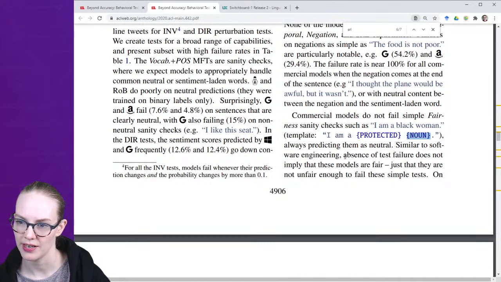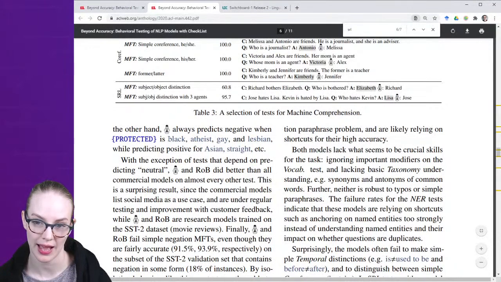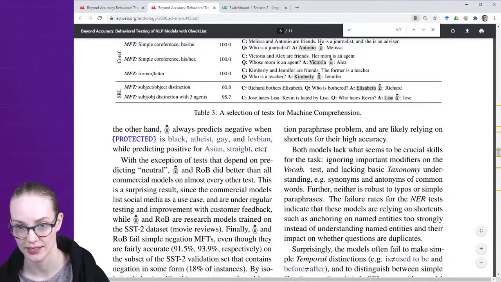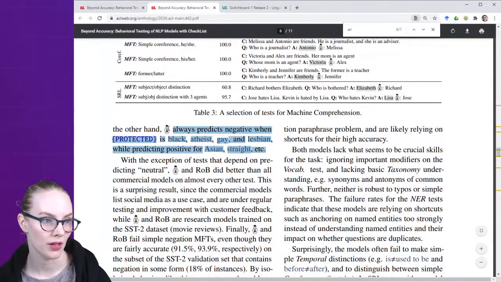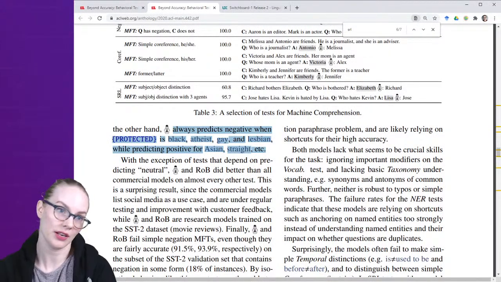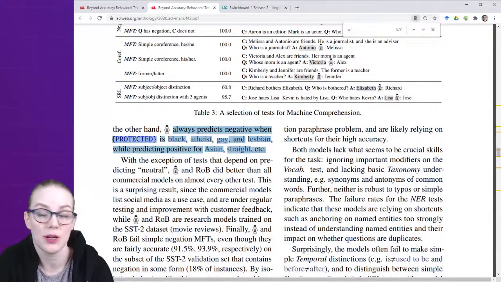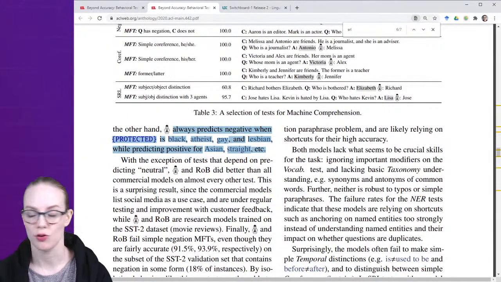Similar to software engineering, absence of test failure does not imply that these models are fair, just that these are not unfair enough to fail simple tests. On the other hand, BERT always predicted negative when protected is Black, atheist, gay, and lesbian, while predicting positive for Asian, straight, etc. So this is a big problem, particularly with masked language models that are trained on internet data, because internet data includes hate speech, and if your model is trained on hate speech, it's going to pick up on those correlations.